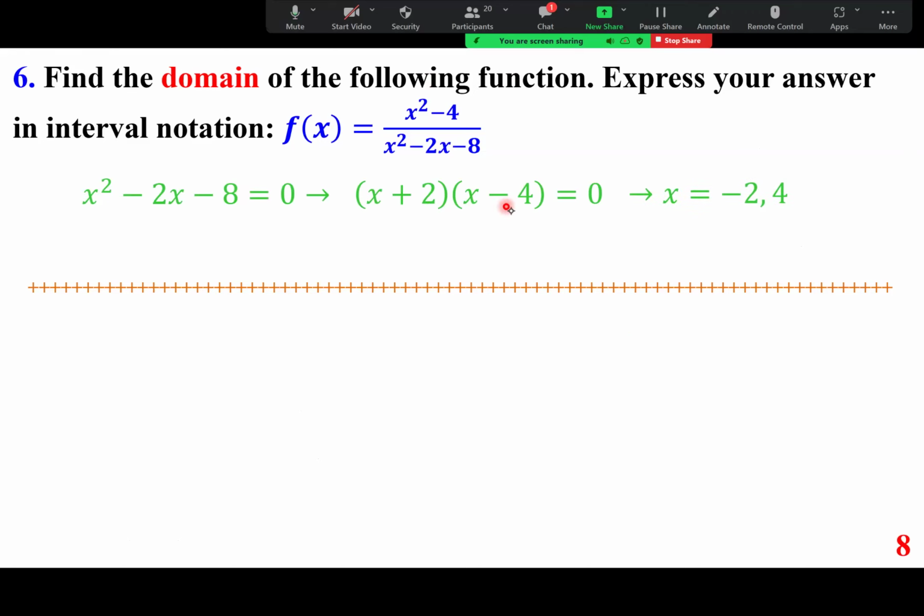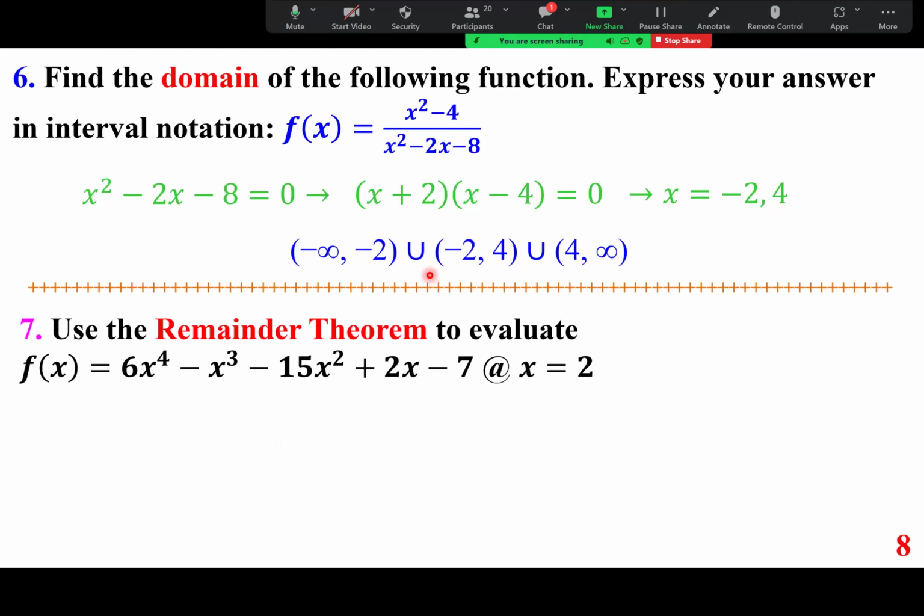So what is the domain? All real numbers except these 2. We have to exclude them. How do we exclude them? Minus infinity, comma -2, parentheses, union -2, 4, union 4 to infinity. Parentheses mean exclude the endpoints.